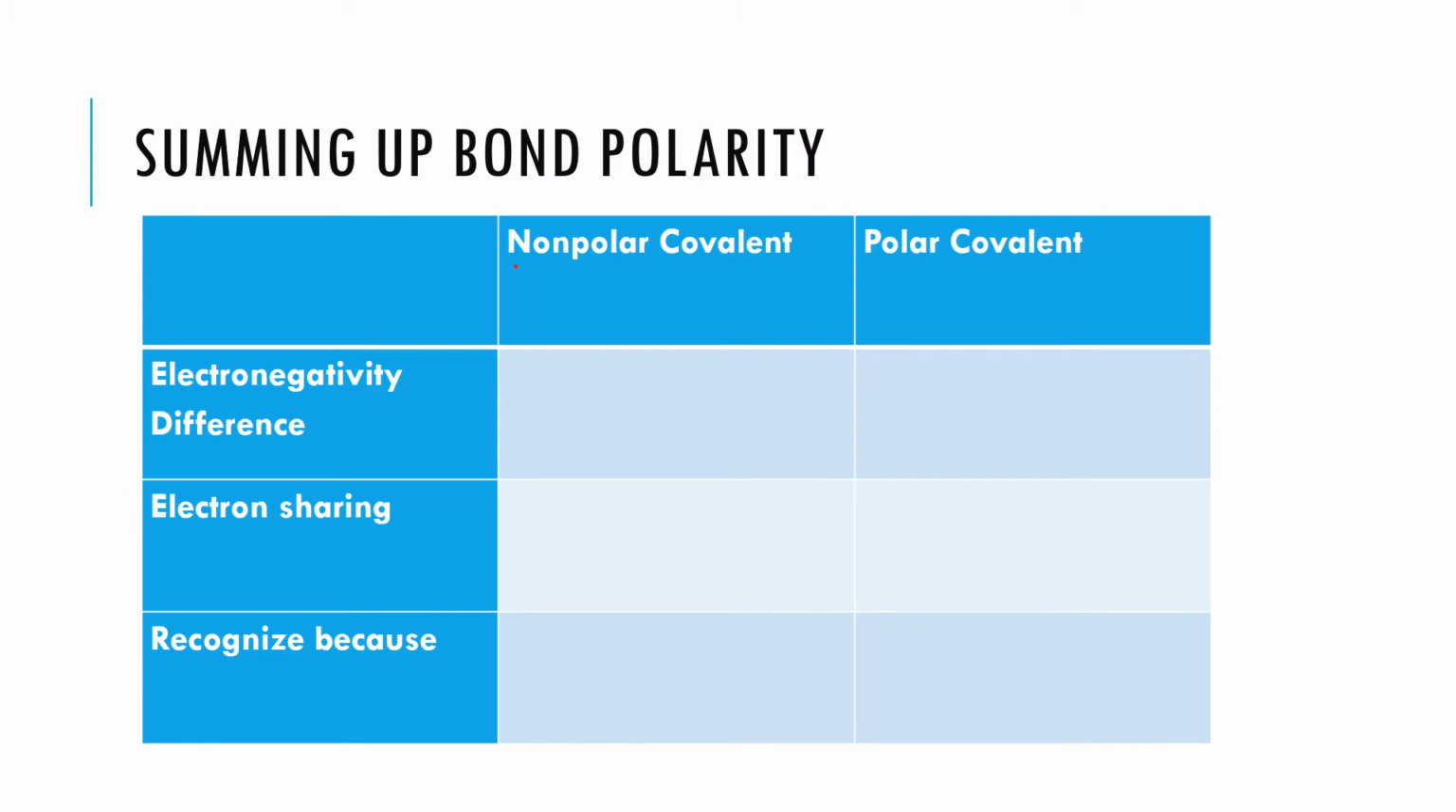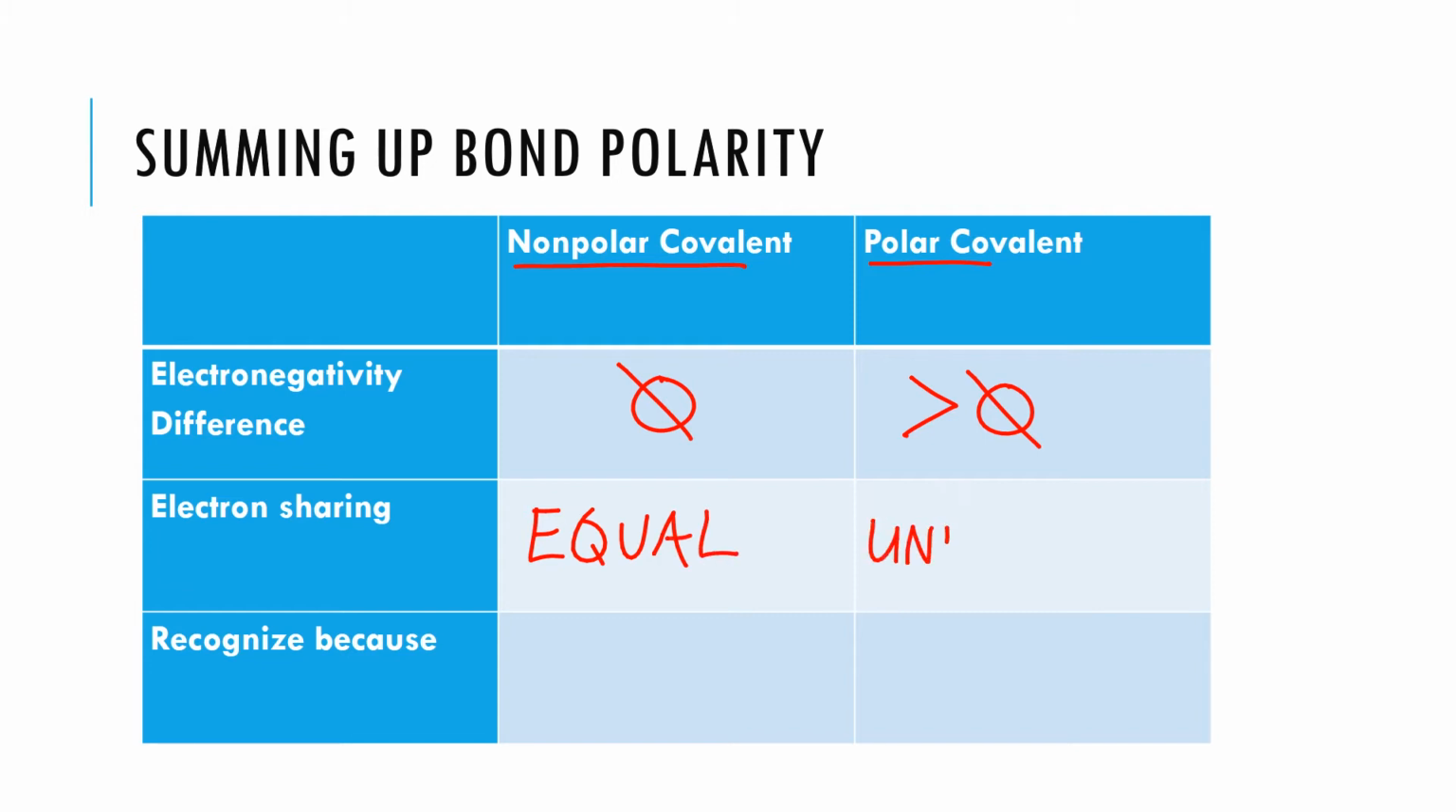So let's go ahead and sum up. We've got nonpolar bonds and polar bonds. In a nonpolar bond, the difference between the electronegativities will be 0, and in polar covalent, it'll be some value greater than 0. The sharing of electrons in nonpolar is equal, so there's no advantage in the tug of war. In a polar bond, the sharing of electrons will be unequal.